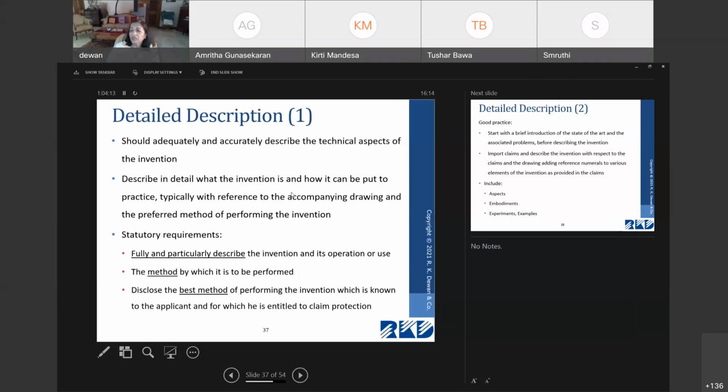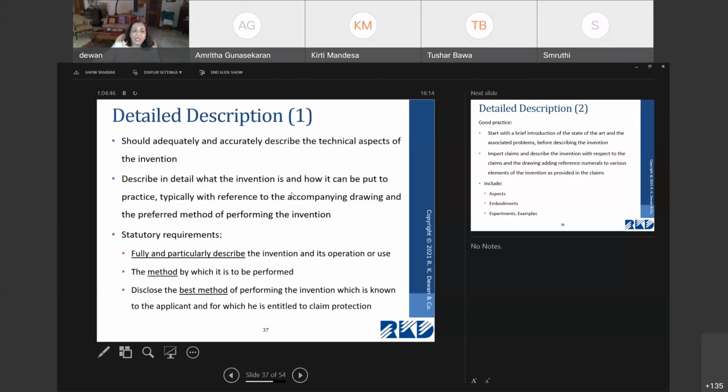If you put in, let's say, a temperature range where a particular compound is not going to be functional, it's going to disintegrate, or melt, or not give you the properties which you are claiming, then that could become a ground for invalidation of your patent. Somebody could say that what you are saying is not going to work. So accuracy and adequacy of description are equally important.